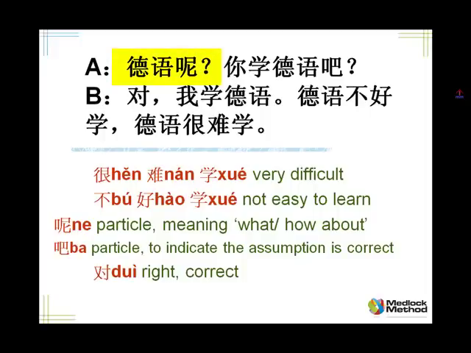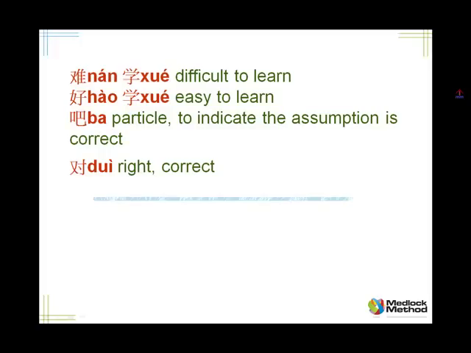德语呢?你学德语吧。 对，我学德语。德语不好学。德语很难学。 德语呢？你学德语吧。 对，我学德语。德语不好学。德语很难学。Okay, look at this side here, up here.